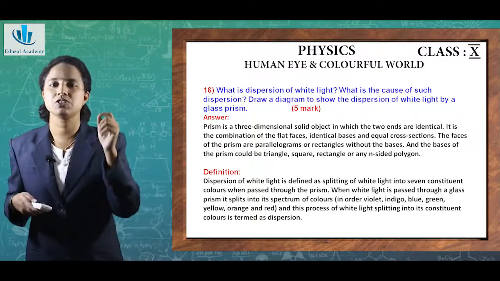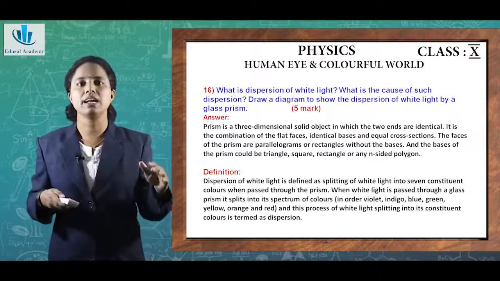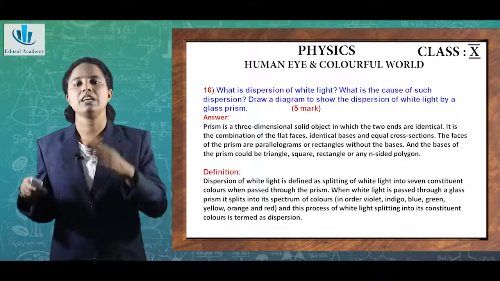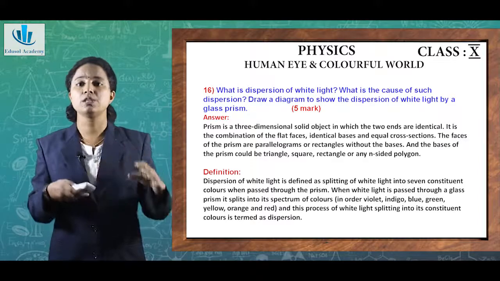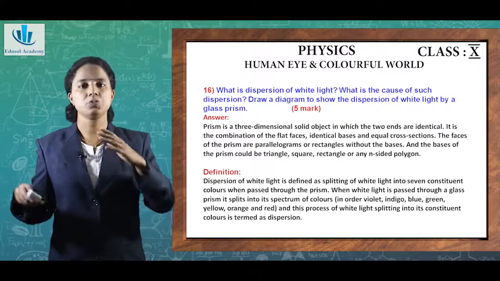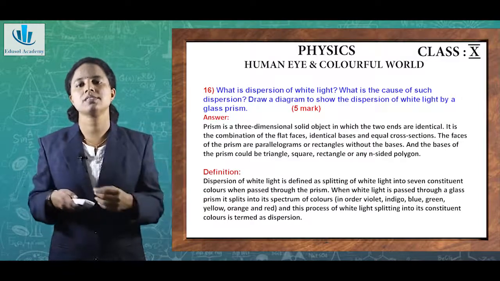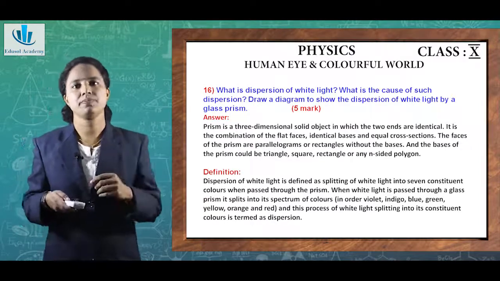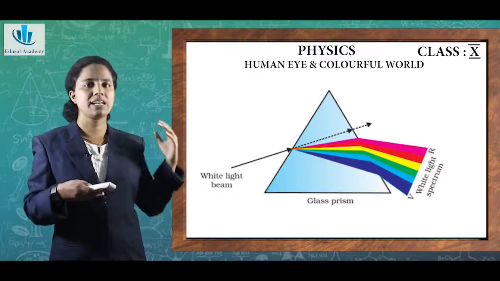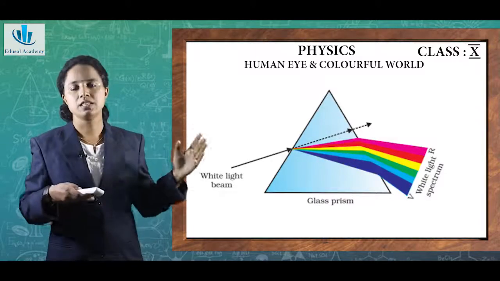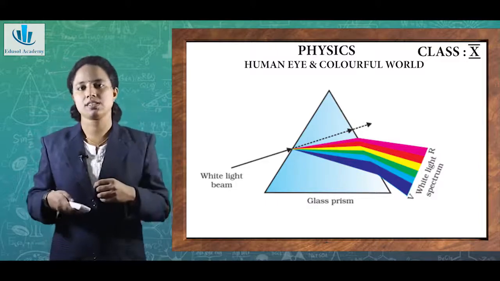So, what do you mean by dispersion of white light? We can define dispersion of white light as the splitting of white light into its 7 constituent colors when it is passed through a prism. So when white light is passed through a glass prism, it splits into a spectrum of colors, that is VIBGYOR. And this process, in which white light splits into its constituent colors, is termed dispersion. The figure shows that when white light passes through the glass prism, dispersion happens, and on the other side you get the band of VIBGYOR colors.